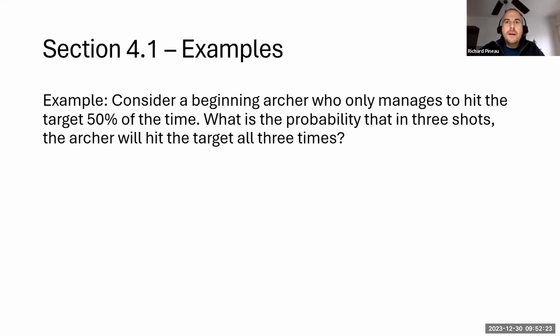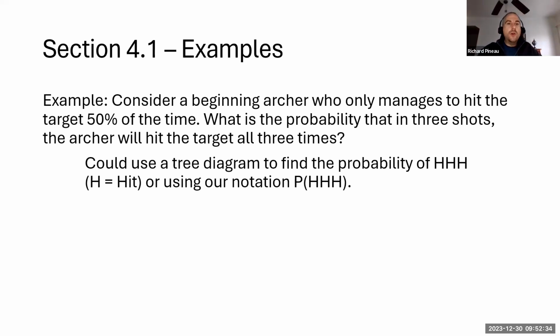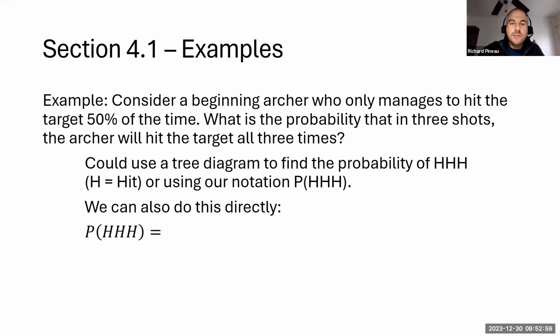All right, we have a beginning archer who managed to hit the target 50% of the time. And we want to know, what is the probability that in 3 shots, the archer will hit the target all 3 times? Now, we could, if we wanted to, use a tree diagram to find the probability of HHH, where H here is equal to a hit, or we could certainly use our notation. What is the probability of hit, hit, hit, 3 consecutive hits? We can also do this directly, and I think the direct way makes a little bit more sense, hopefully to most people. And if we think about this logically, what happens on the first hit?